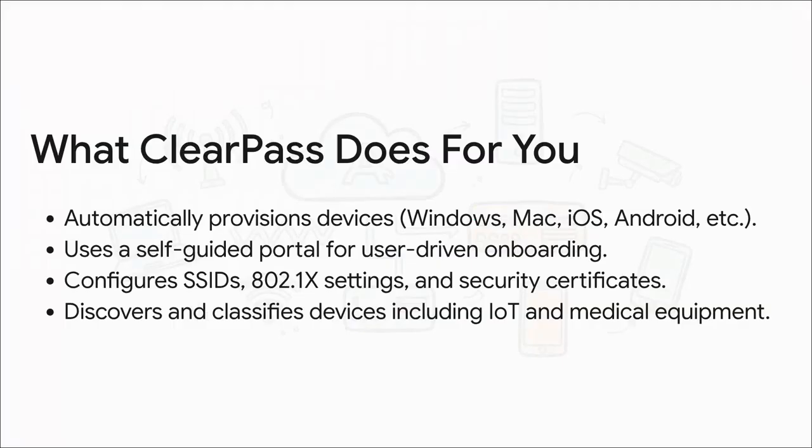And this is where the magic really happens. ClearPass can automatically onboard new devices. Windows, Macs, iPhones, Androids, you name it. It can give users a self-service portal so they can connect their own stuff without bugging IT. It automatically pushes out the right Wi-Fi settings, security certificates, the whole shebang. And it's not just for standard devices. It can identify and classify everything, even weird IoT gadgets or specialized medical equipment.